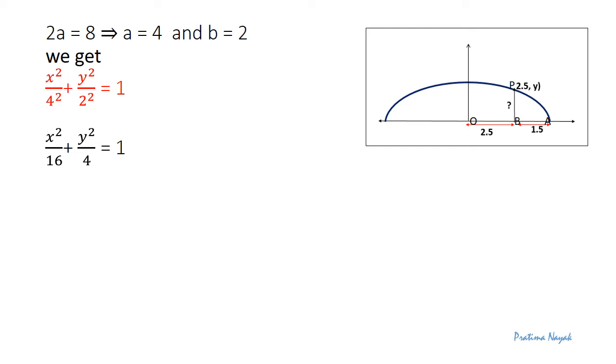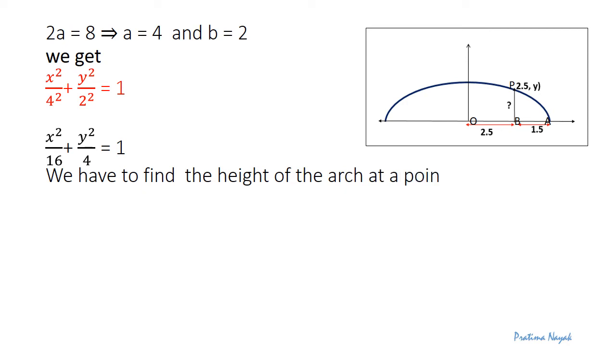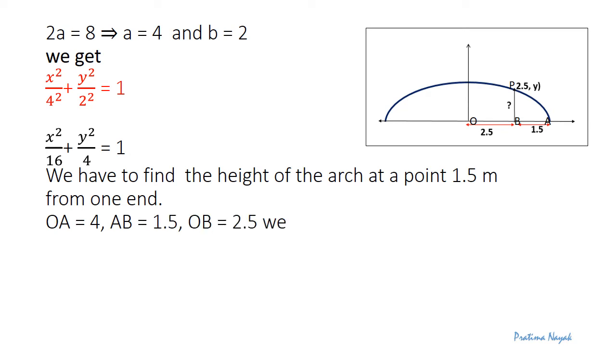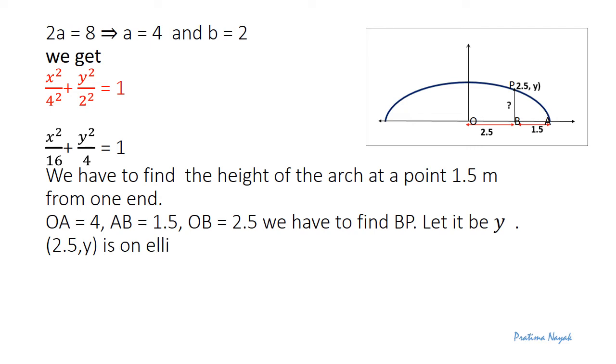Now the question is, we have to find the height of the arch at a point 1.5 meter from the end. So see the figure, OA is equal to 4 and AB is equal to 1.5. So BO is equal to 4 minus 1.5, that will be 2.5. So now we have to find the height BP. So point P is 2.5 comma y. So now 2.5 comma y lies on the ellipse. So 2.5 whole square by 16 plus y square by 2 square is equal to 1. This gives us y square is equal to 2.44 or y is equal to 1.56 meter.